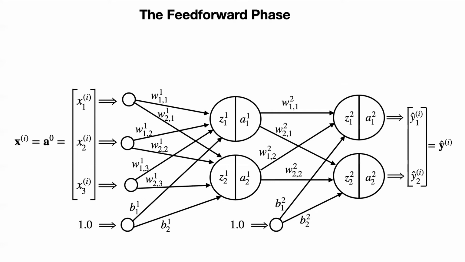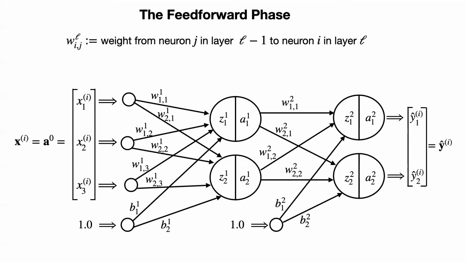All right. So the feed forward phase. This is the first thing we have to learn before we can start talking about any type of gradients. So suppose we have a feature vector xi. I'm going to denote that by a0. And notice how a0 goes in, and then we have z1, a1, and then z2, a2.